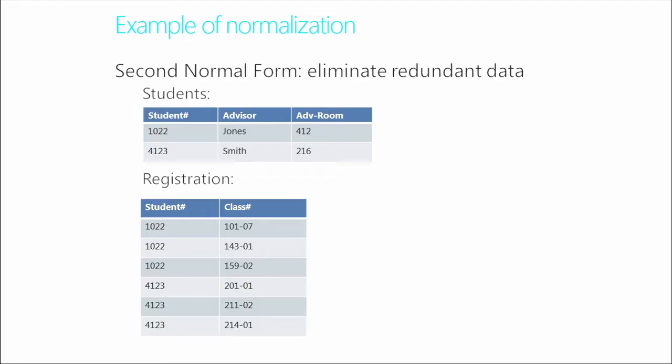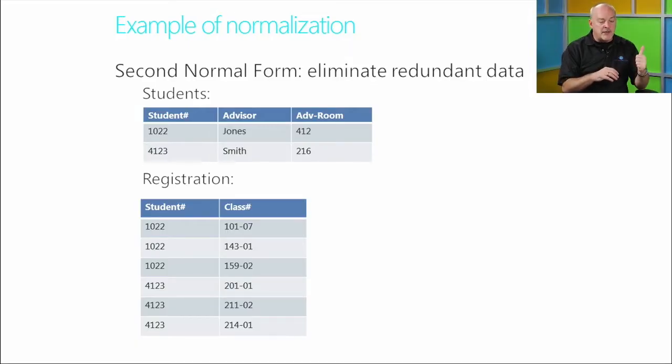Now if we go to registrations, because we can't just drop the information about the registrations, we created a second table for the student number. Student number 1022 is going to be attending class 101-07, as well as 143-01, as well as 159-02. That's a pretty light load, don't you think? Only three classes? Come on, you'll be a slacker here. Anyway, student number 4123 is also taking three classes. So we've taken the content and split it out after first normal form.